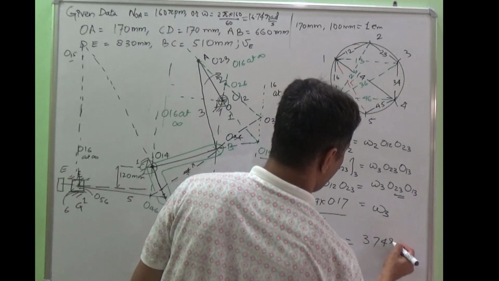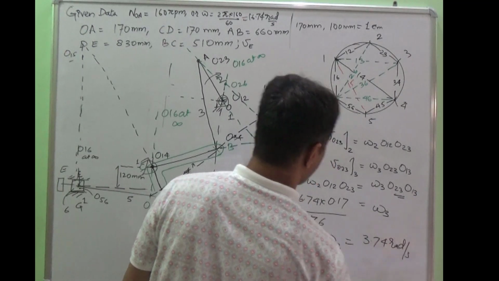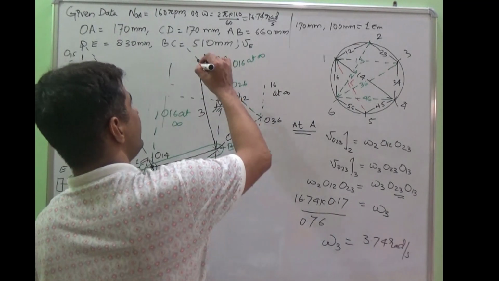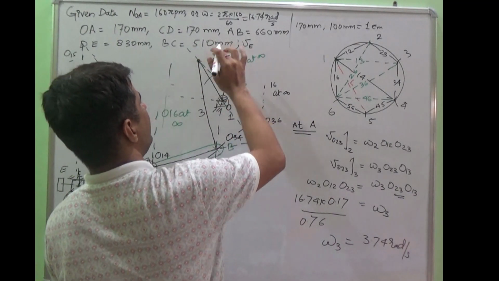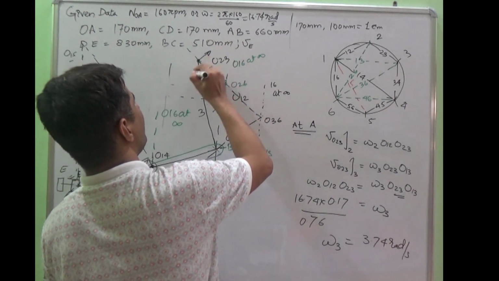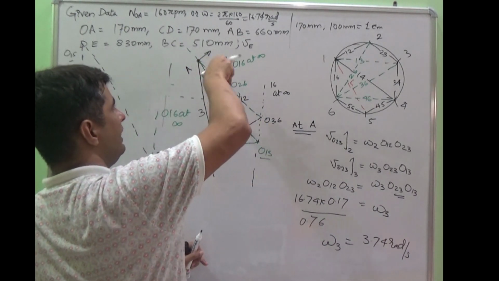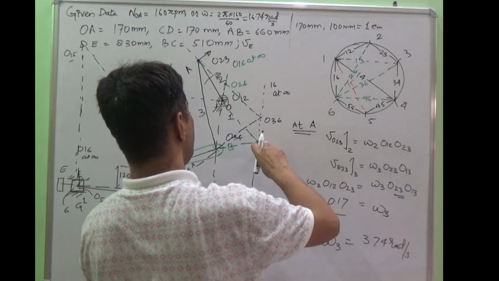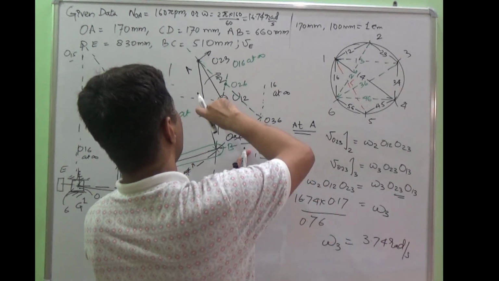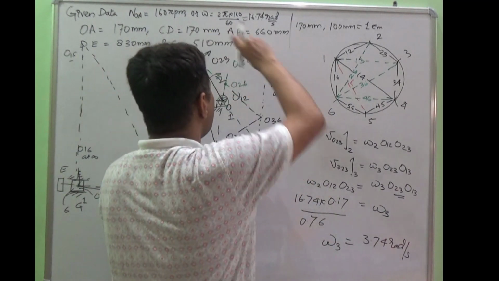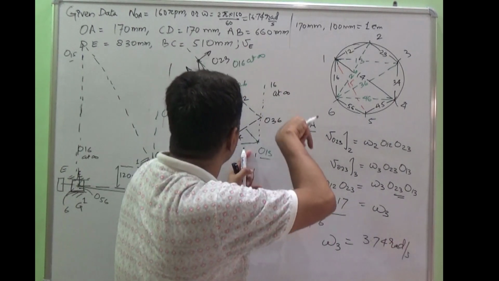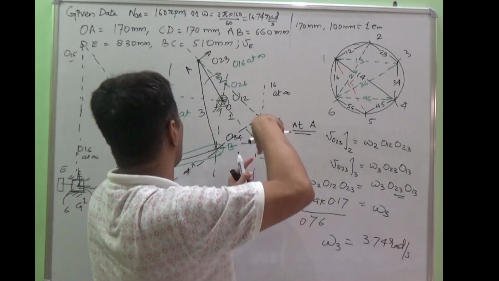The next question arises: what would be the direction of rotation? If you see this point A or O23, the velocity vector is drawn like this. So clockwise for link OA. But if you are looking from here at link 3, if it is rotating like this, then this link goes like this. So by observation you can say it is clockwise.